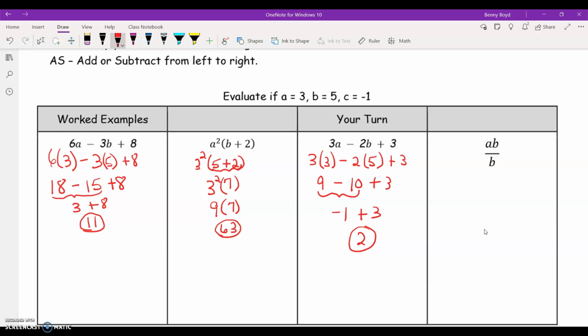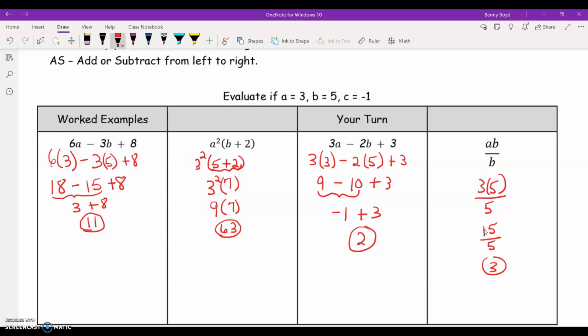Last example is a multiplication and division problem. But again, I'm going to substitute my values. So this would be 3 times 5 divided by 5. The fraction bar acts as a grouping symbol, so that I'm going to do the 3 times 5 first, and then divide by 5. And 15 divided by 5 is 3.